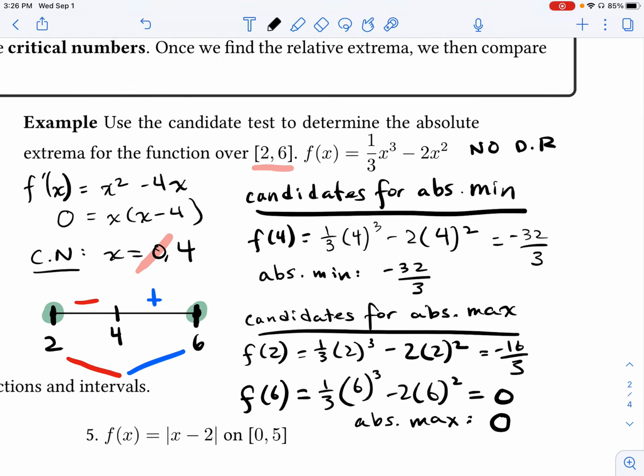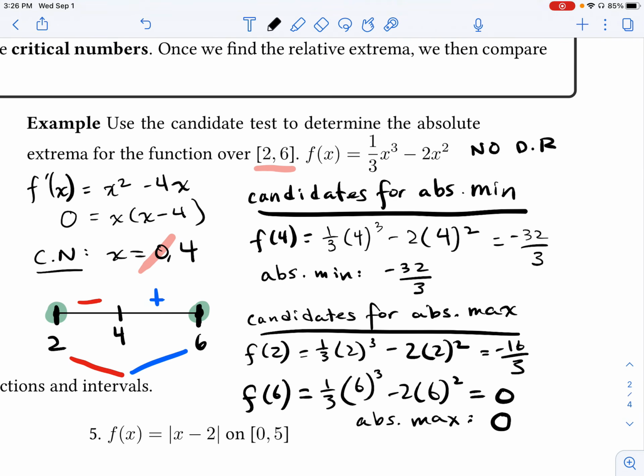Okay? So the candidate test, as you can see here, is really just a few steps beyond the first derivative test. We're now including the endpoints, and when we're finding absolute extrema, we're not concerned with necessarily just finding the coordinates, but the greatest or the lowest y values.